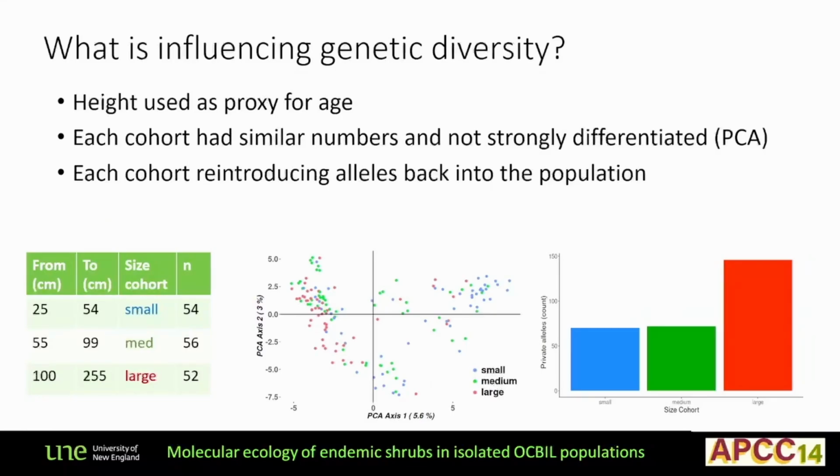From the height data, we divided the population up into 3 groups, and we made them equal. But there's a bit of history on this site. There was a fire in 2014, and as it turns out, the larger group, between 1 metre and 2.5 metres, probably survived that fire because they're amongst boulders. The middle size group, 55 to 99 centimetres, were probably individuals that germinated straight after the fire. And the smallest group, between 25 and 54 centimetres, have germinated since.